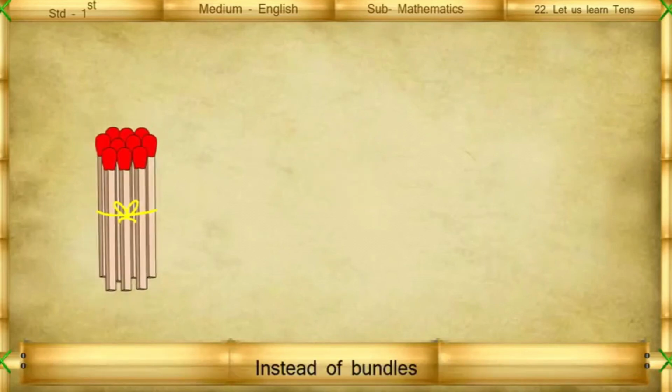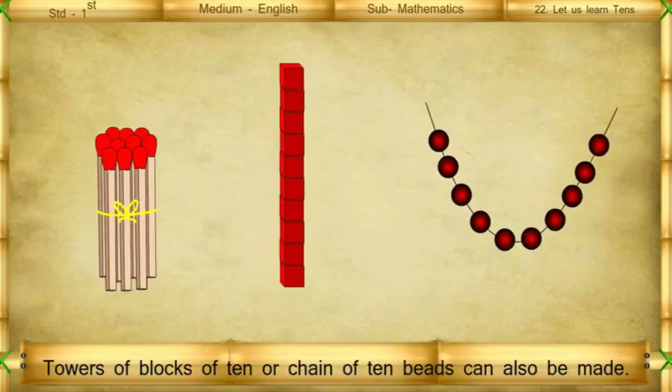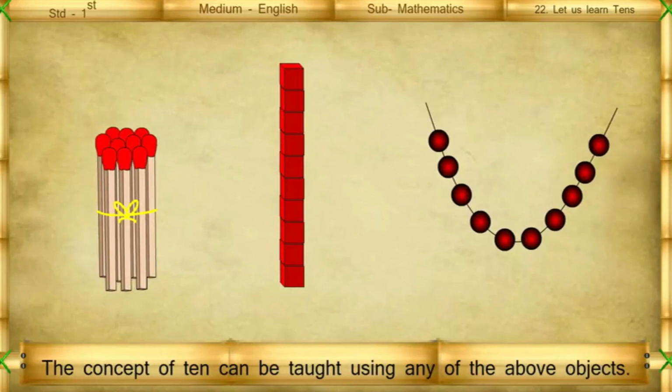Instead of bundles, towers of blocks of 10 or a chain of 10 beads can also be made. The concept of 10 can be taught using any of the above objects.